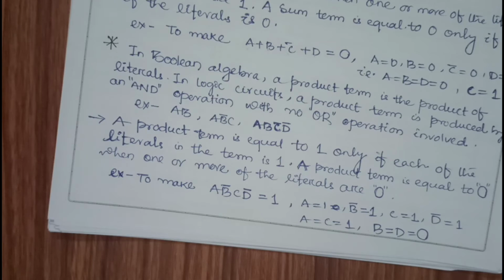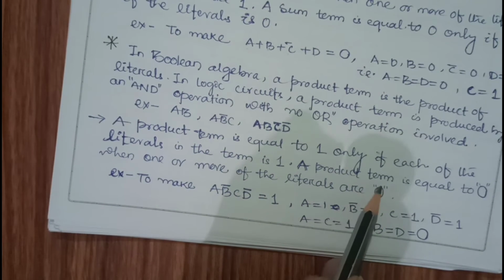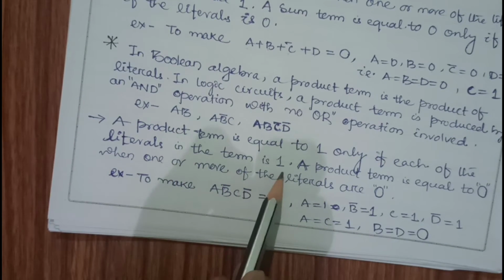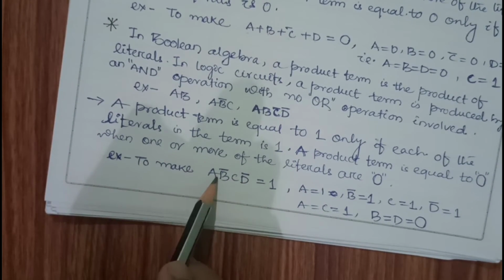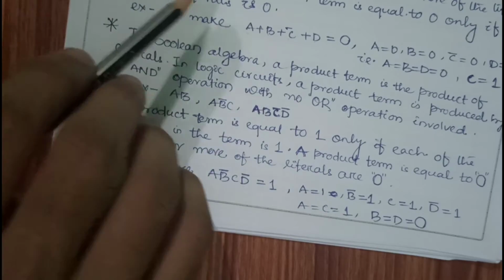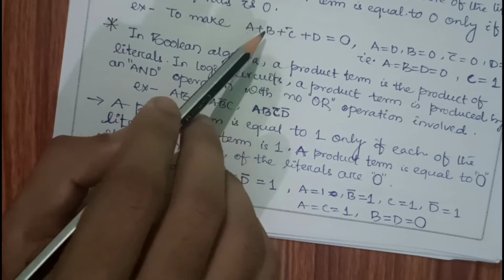Similar to the AND gate in binary, in a Boolean expression a product term will become 1 when the AND gate output is 1, when all of the inputs are 1. Similarly, here a product term is equal to 1 only if each of the literals in this term is 1. It means suppose A, B bar, C, D bar, it is a product term. You see, terms are multiplied. Here it is a sum term, where terms are added.